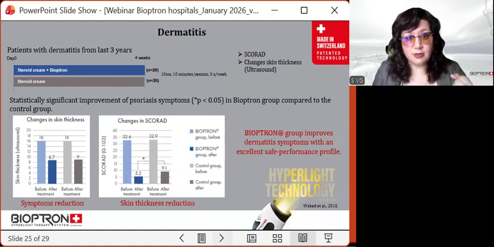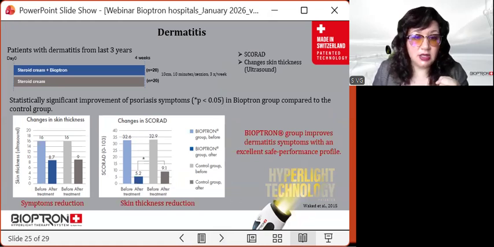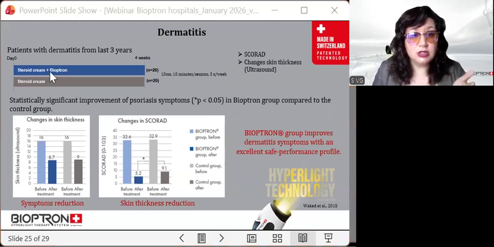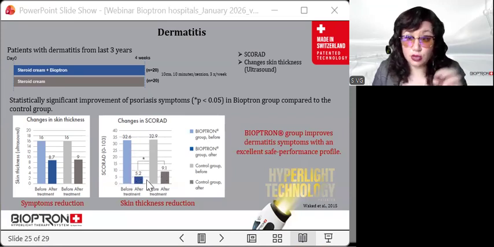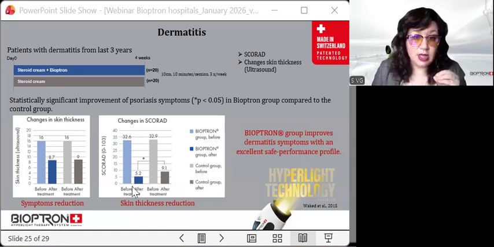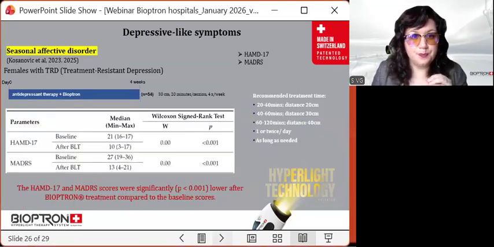Also in dermatitis, this is something that perhaps they will treat a lot of, for example, kids or adults that try everything and nothing is working. They can use the normal cream that they are using if they wish, just adding Bioptron. You can see here how the skin thickness decreased in both cases, but this skin thickness reduction, once again, in the dermatitis, there are these plaques, it was much more decreased in the group treated with Bioptron than in the control. So it improved the dermatitis symptoms, but once again, with an excellent safe performance profile. No side effects, no complications.